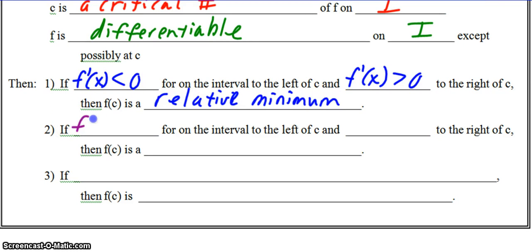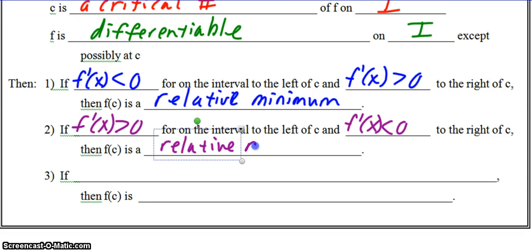If the derivative is greater than 0 on the interval to the left of C, and the derivative is less than 0 to the right of C, then f of C is a relative maximum. Again, that should make sense for the same reason.